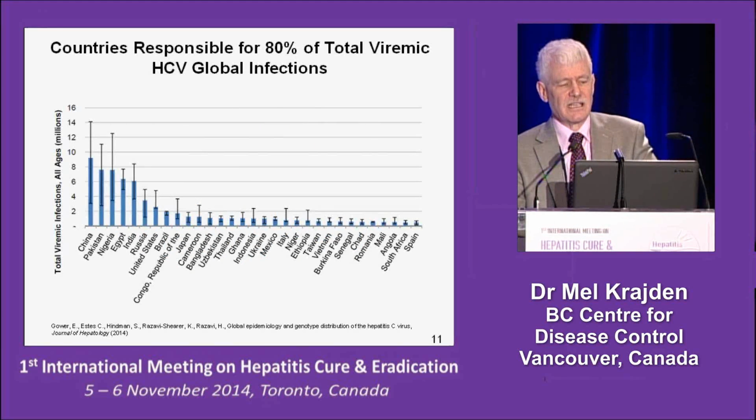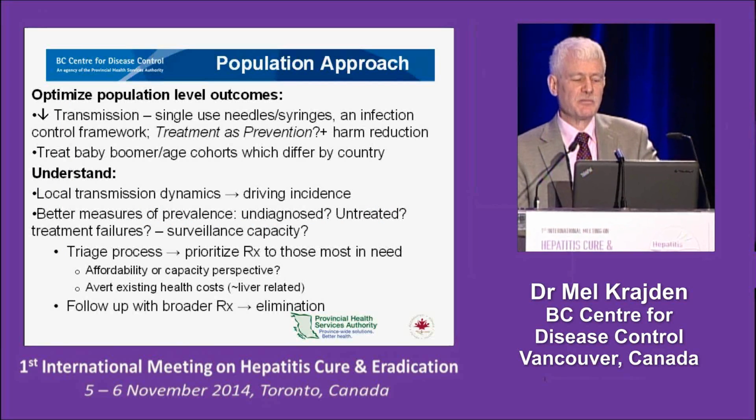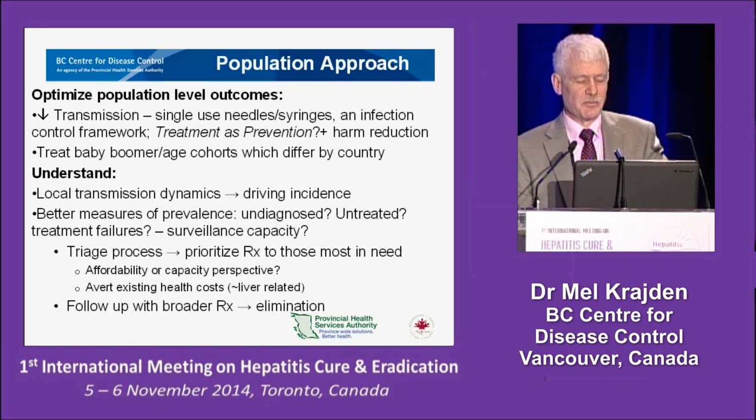This figure highlights the countries responsible for 80% of the total viremic infections globally, and most of them, of course, are not in developing countries. So if we were going to take a population approach and you wanted to optimize population-level outcomes, one would want to decrease transmission through the use of single-use syringes and needles, and certainly try to improve this infection control framework, because unsafe needle practices are quite prevalent.